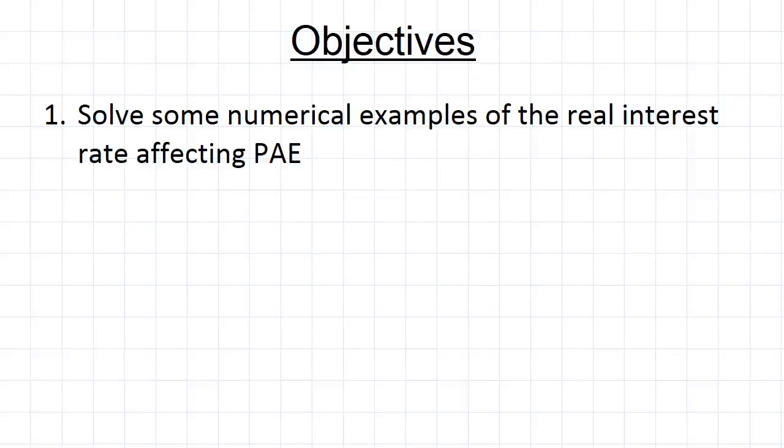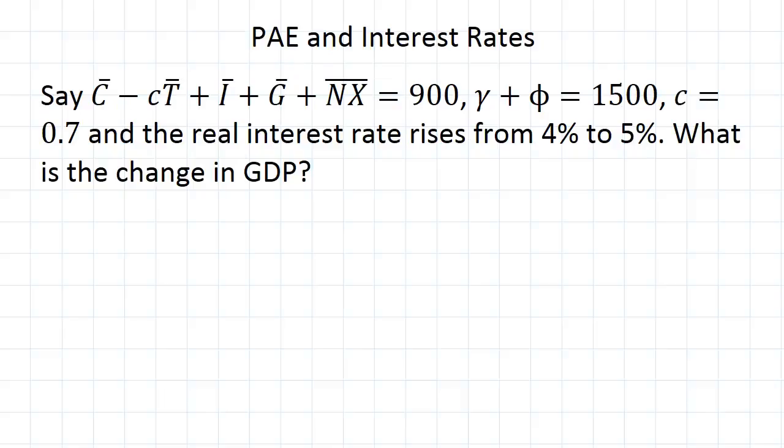In order to cement our understanding of how the real interest rate affects planned aggregate expenditure, we'll now carry out some numerical examples. So let us imagine that we've got each of the components of planned aggregate expenditure being equal to these figures. The exogenous part, excluding the real interest rate, is equal to 900.